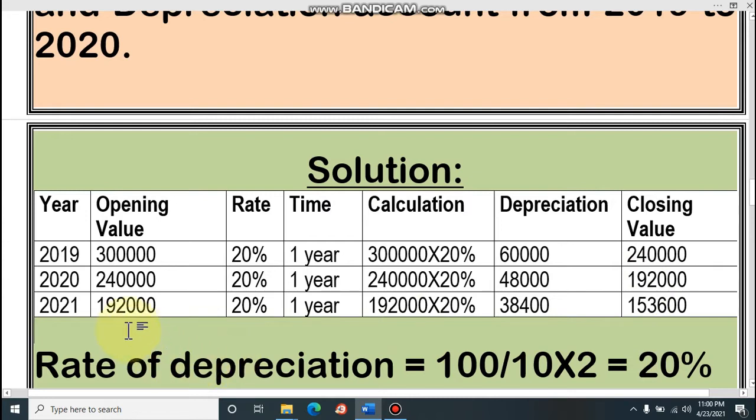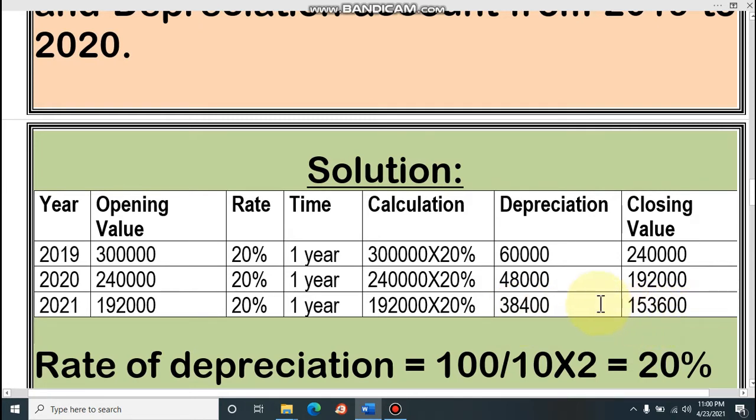For 2021, the opening value will be 1,92,000. All of you know that the closing value will be the opening value, and 20% for 1 year. So 1,92,000 into 20%, that is 38,400. It is for 2021, and the closing value will be 1,53,600.